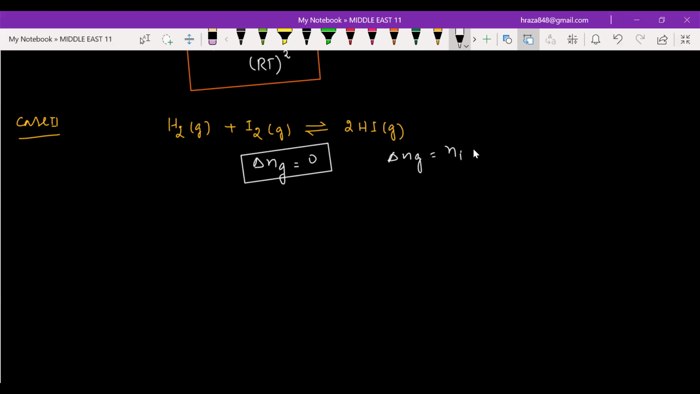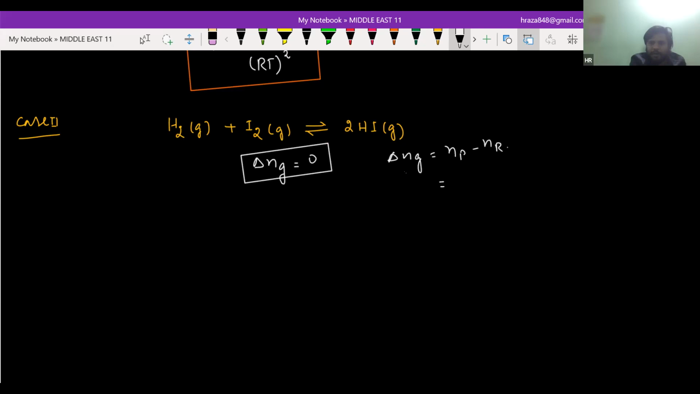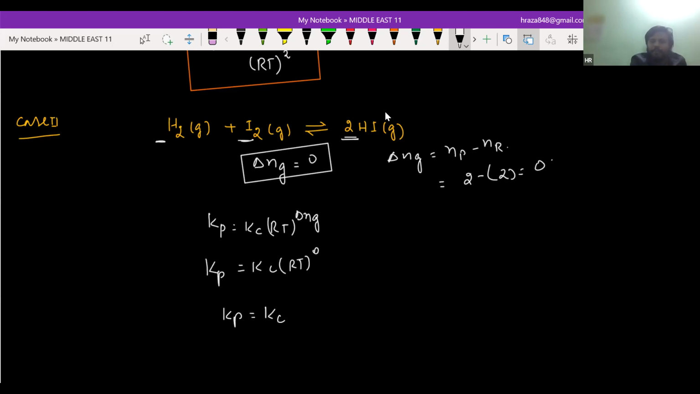Delta Ng is the number of moles of gaseous product minus the number of moles of gaseous reactant. So what is the number of moles of gaseous product? That is 2. And what is the number of moles of gaseous reactant? Here 1 mole of reactant and 1 mole of reactant, so total 2 moles of reactant. So delta Ng equals 0. Now we already know that Kp is equal to Kc RT raised to the power delta Ng. Putting the value of delta Ng, RT raised to the power 0. Anything to the power 0 is equal to 1. So Kp is equal to Kc.